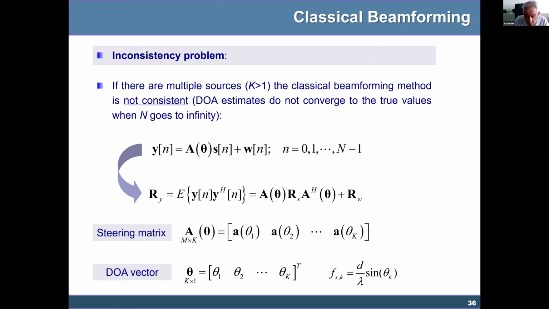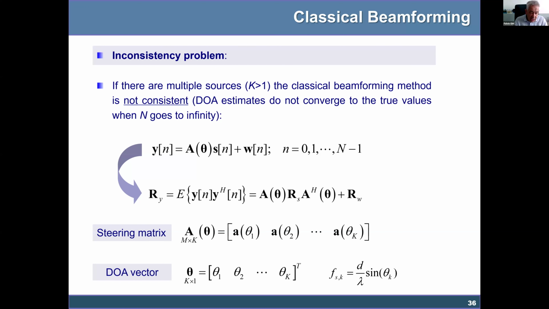Okay, now I want to show that the classical beamformer is a non-consistent method for DOA estimate if we are in presence of multiple sources. I will describe the derivation of this result, but at the end the result is pretty intuitive, and you can understand it very well intuitively when I show you numerical results, okay?